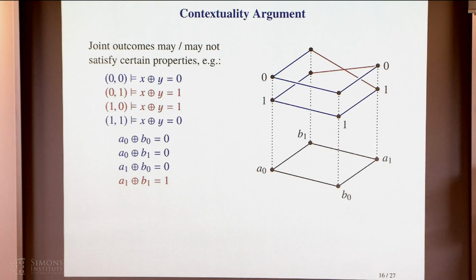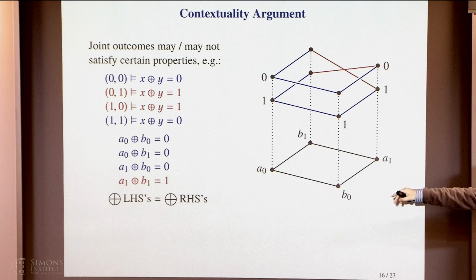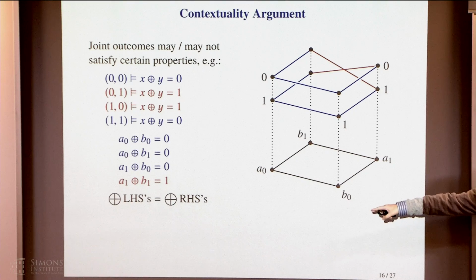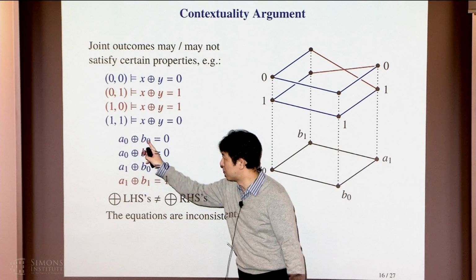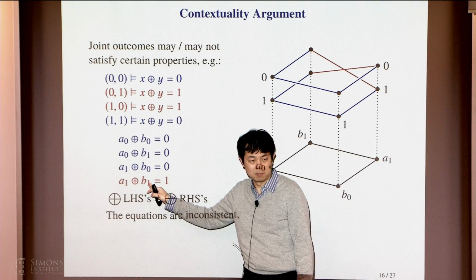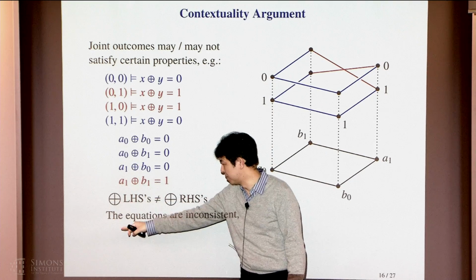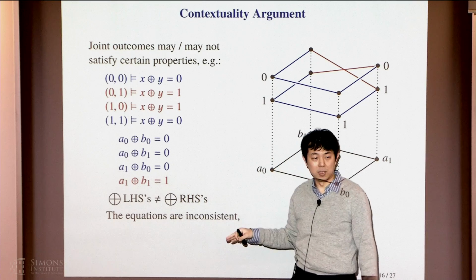Now, those 4 equations must entail that if you sum up the left-hand side and the right-hand side, they must be the same. That's what is entailed by this set of equations. But they cannot be, because each variable occurs twice, so it cancels out. It's 0 on the left, but 1 on the right.